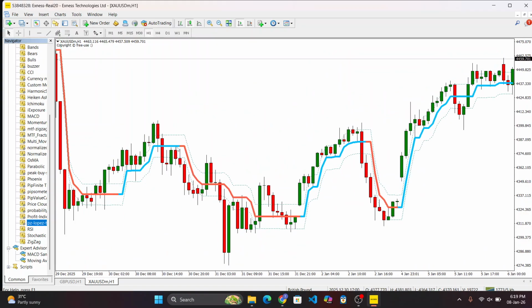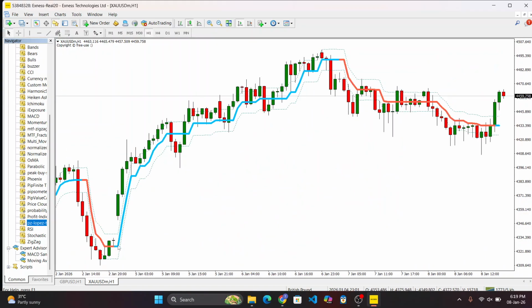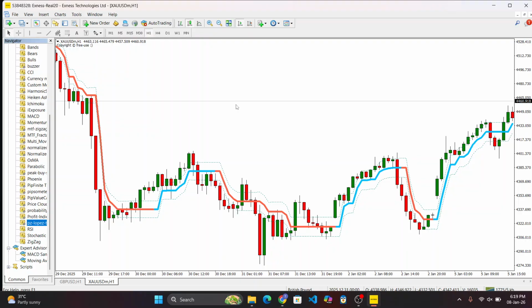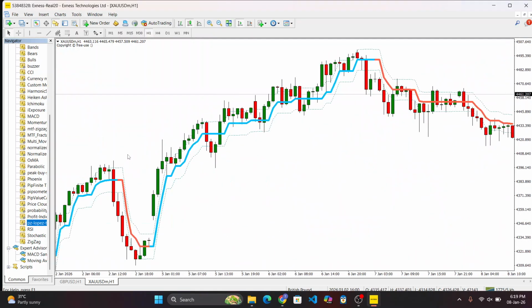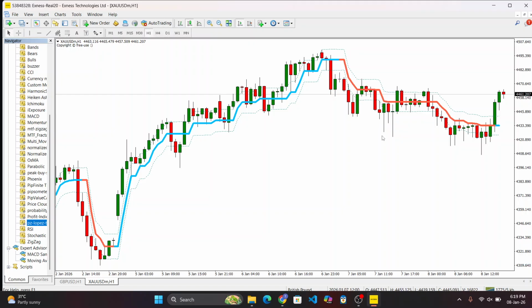As you can see on the chart, this blue line indicates an uptrend, while this red line represents a downtrend. As we can see on the chart, right now it's showing a blue line, which is an uptrend.